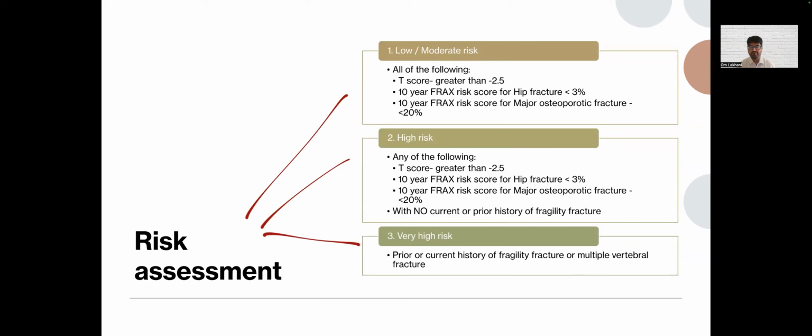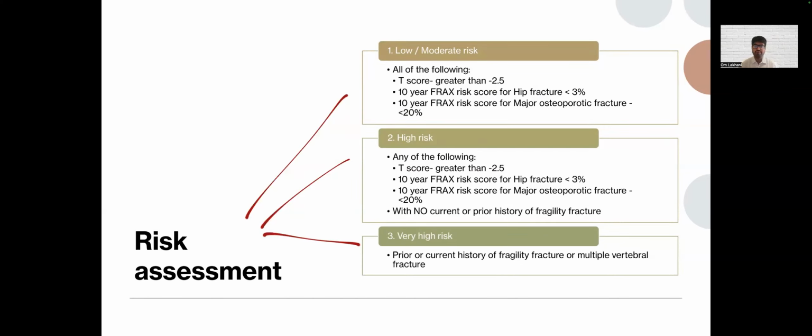A low to moderate risk patient has all of the following. The T score is more than minus 2.5. That means the patient's BMD is somewhere between -1 to -2.5. That's how you'll probably see. And the patient's 10-year FRAX score is less than 3%. Remember, when you calculate the FRAX score, you'll get the risk of hip fracture and the risk of major osteoporotic fracture.